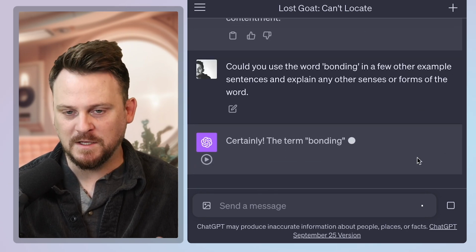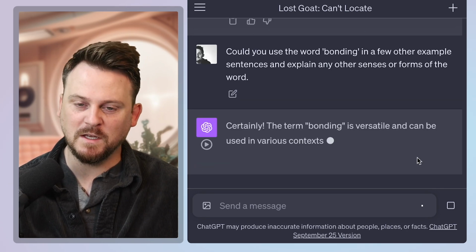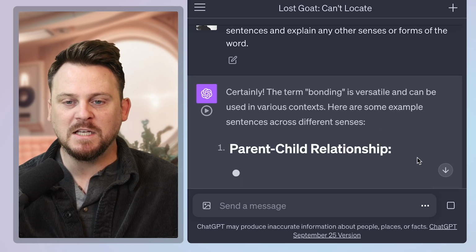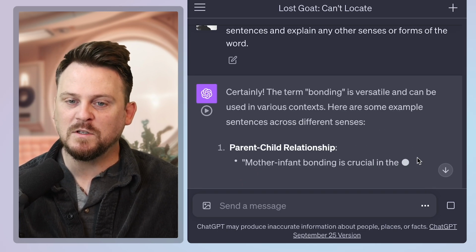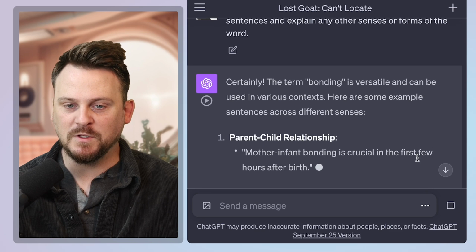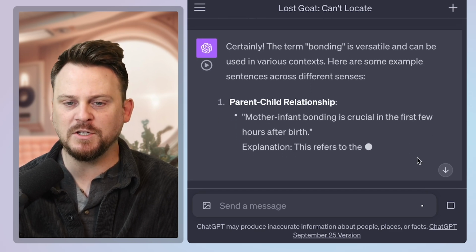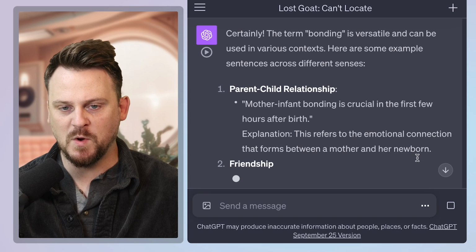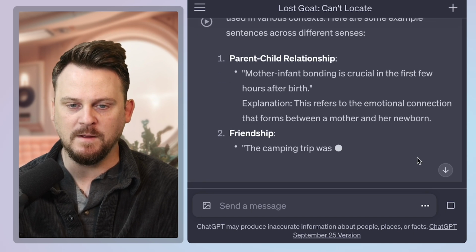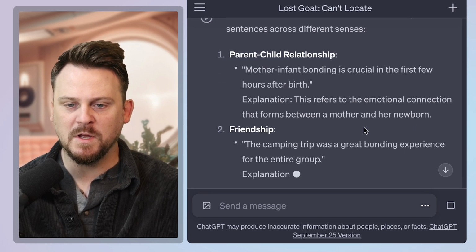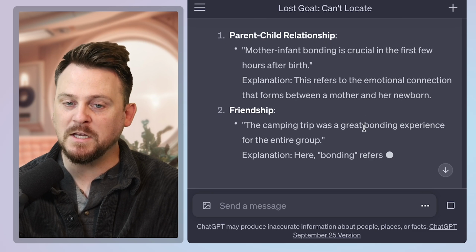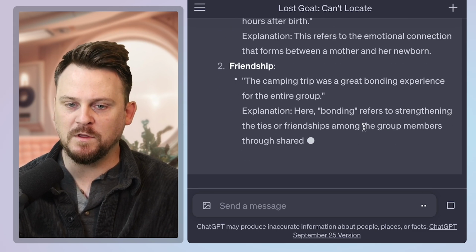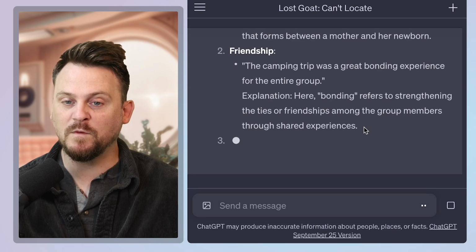But the important thing is that it's this back and forth process, which I consider to be very playful and fun, right? The term bonding is versatile and can be used in various contexts. Here are some example sentences. Parent-child relationship, mother-infant bonding is crucial in the first few hours after birth. Okay, and then I get an explanation. Friendship, the camping trip was a great bonding experience for the entire group. Okay, bonding refers to a strengthening of ties or friendships.